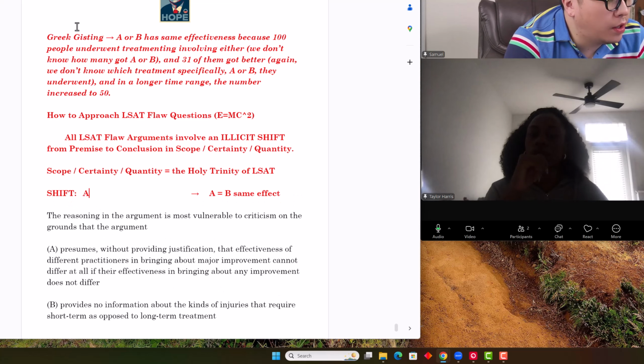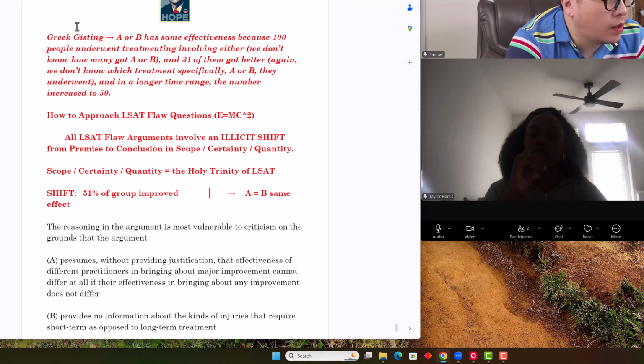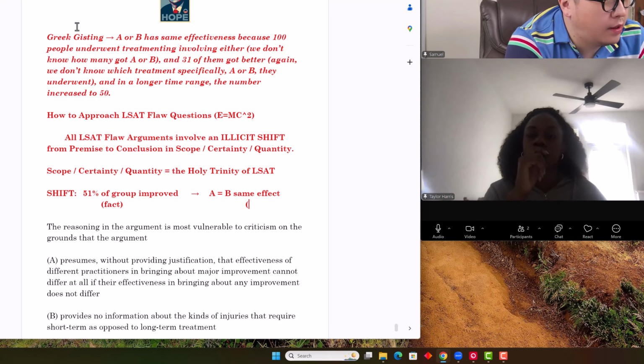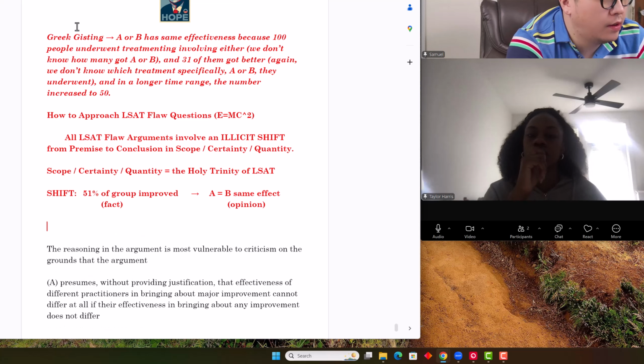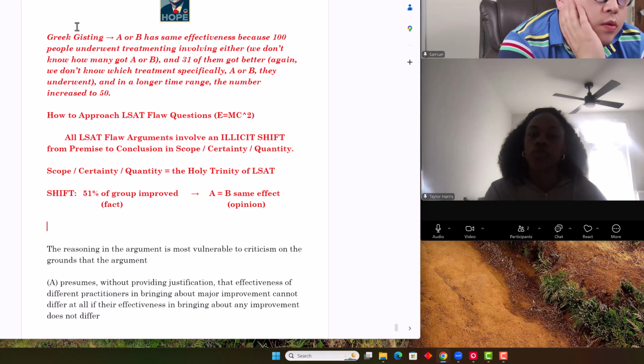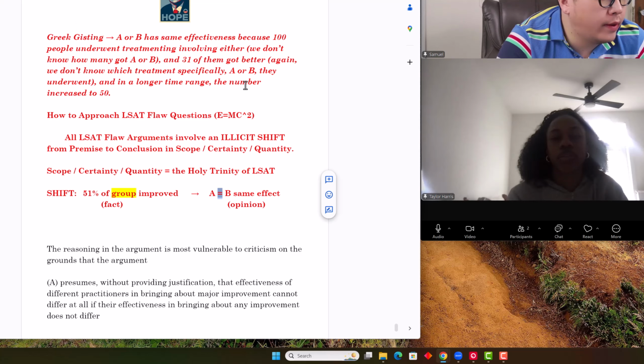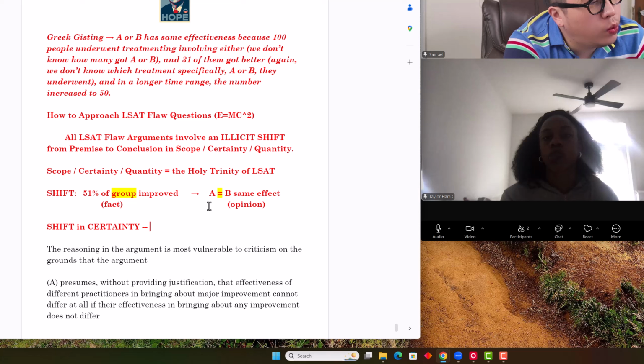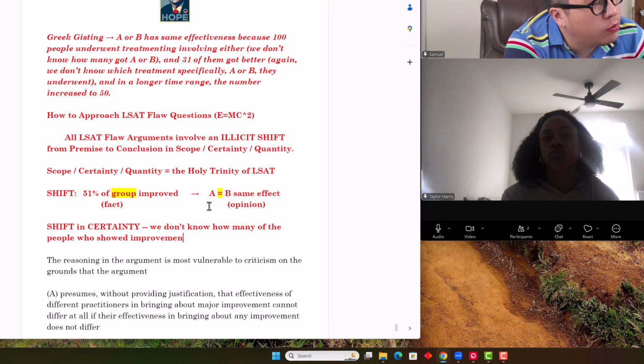Okay, so they're saying that A or B has the same effectiveness. Okay, why? Because 51% of the group improved. Now, this is a fact. This is opinion. Okay, good. Now, what do you think the shift is? Exactly. So we're trying to say A and B are equal in strength, but it's a shift in certainty. We don't know how many of the people who showed improvement actually underwent A or B.